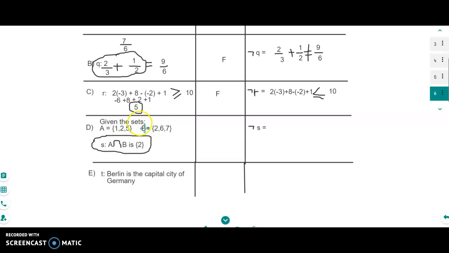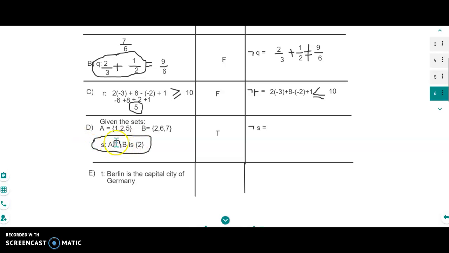So let's see. The elements 1, 2, 5 and 2, 6, 7 from B. What elements do we have in common between A and B? The only element in common will be 2, because it's repeated in A and also in B. So the intersection is actually 2. All right? So it's true. So the truth value for this is true. Okay, so we already have the truth value, and then we continue with the denial of S.